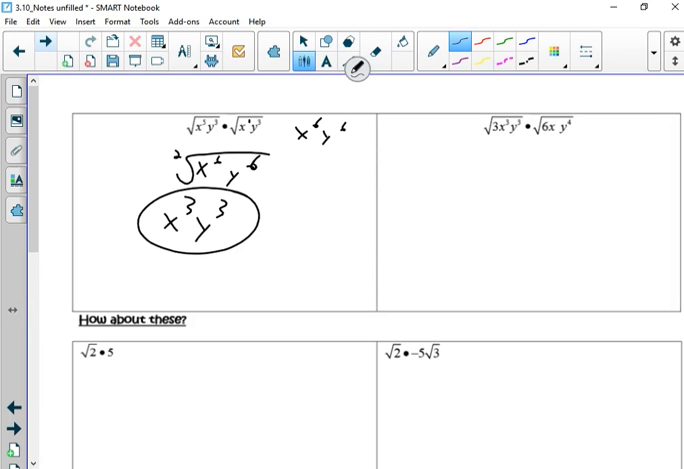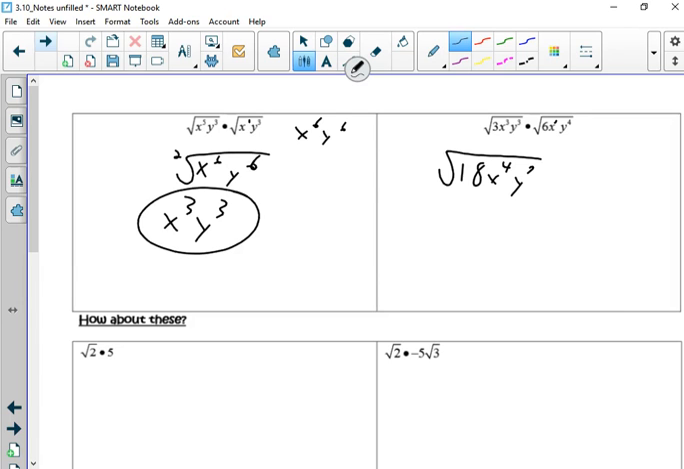Now over here we have numbers underneath also. No big deal. We simply do 6 times 3, because 6 and 3 won't break down. 18. X to the 3, x to the 1 is x to the 4. Y to the 3, y to the 4 is y to the 7. Ooh, we're going to have some leftovers. So we've got an odd number.